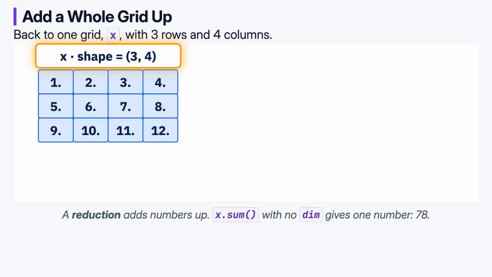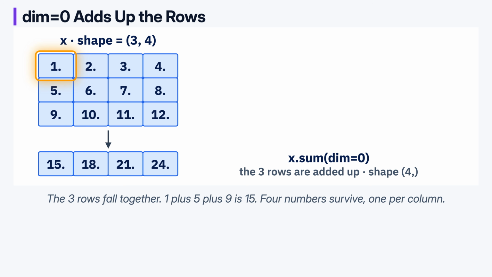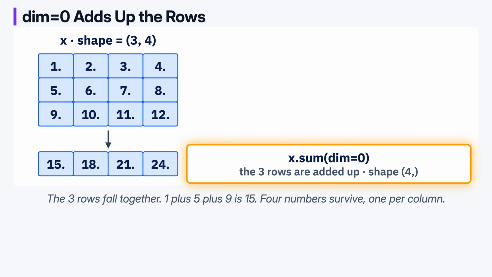Back to one grid, X, 3 rows and 4 columns. A reduction adds numbers up. X.sum with no dim adds every cell into one number, 78. Now X.sum dim equals 0. The 3 rows fall together, 1 column at a time. In the first column, 1 plus 5 plus 9 is 15. 4 numbers survive, 1 per column. The shape is 4.